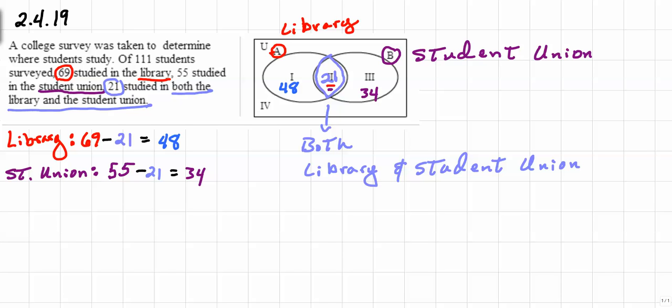So we know that 21 students studied at both the library and the student union. Only 48 studied at the library and only 34 studied at the student union. And we need to make sure that this is true and we haven't missed anything. We're going to do that by adding the three numbers together, and we should come out with the original number of students that were surveyed. So we have 48 plus 21 plus 34, which is 69 plus 34, which is going to give me 111.